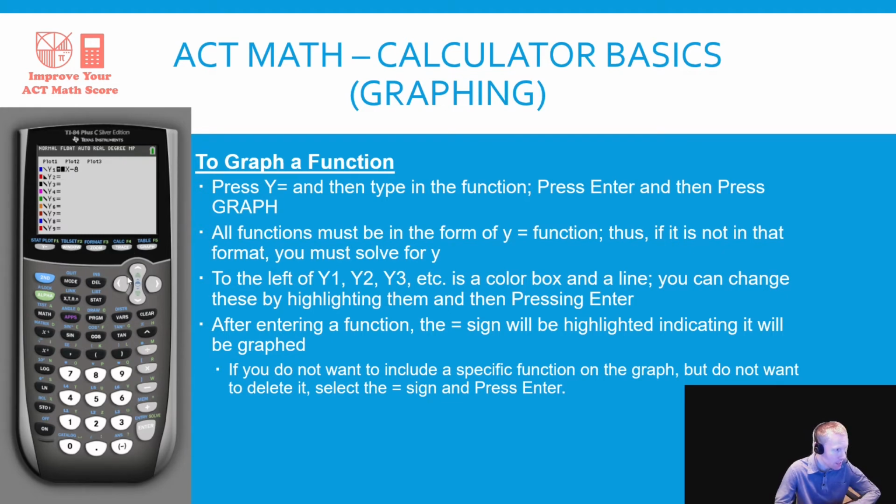That's an indication that that specific function will be graphed. If I did not want to include it on the graph, I could move my cursor over top of it and hit enter, and now it's not highlighted, and it would not graph it. But I do want to graph it, so I'm going to highlight it again, and hit enter just to make sure it's stored in. So now to graph it, I'm just going to hit graph.